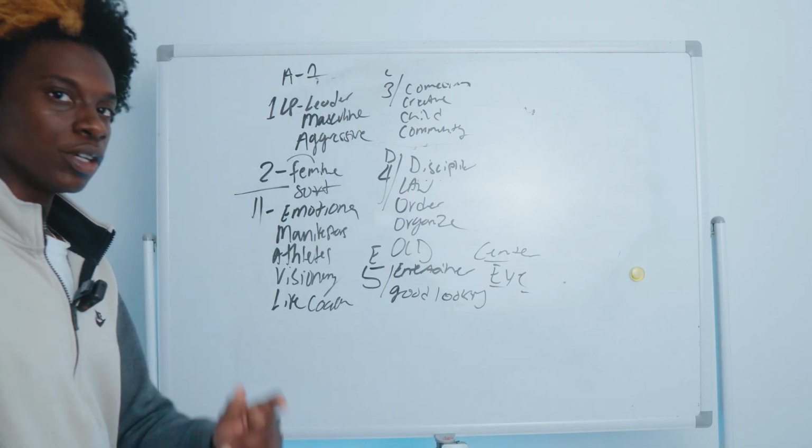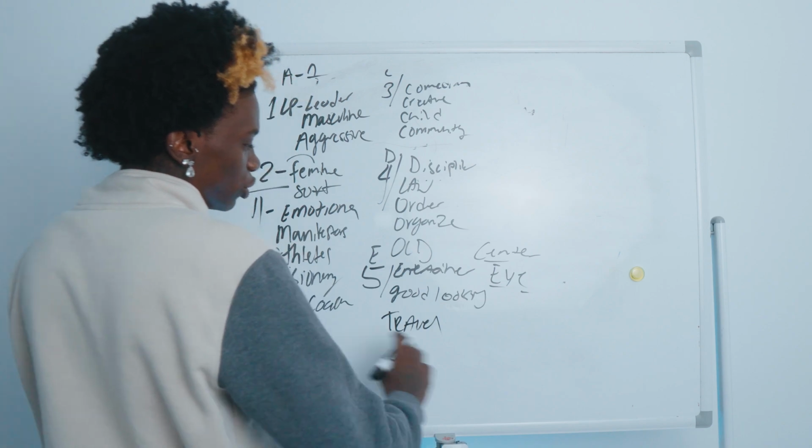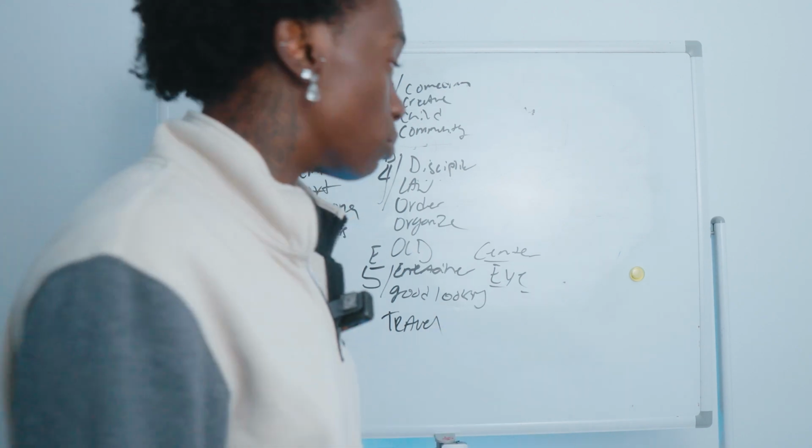So 5s are also very indecisive, and they're very good with travel. 5s should always be on the move. They shouldn't be in one place for too long, or they get depressed.